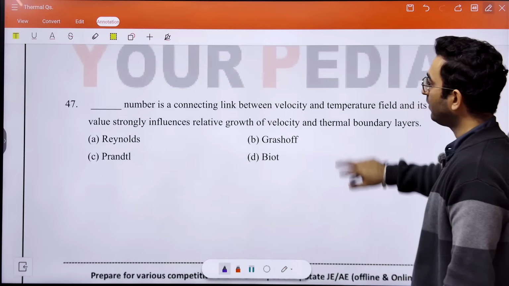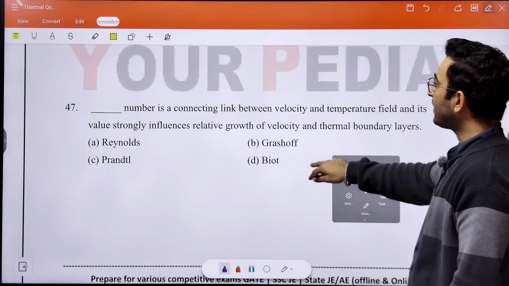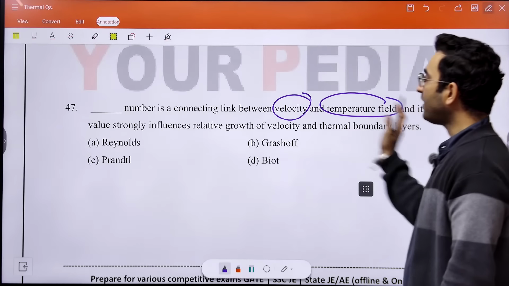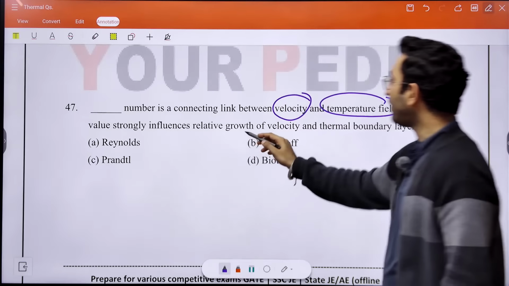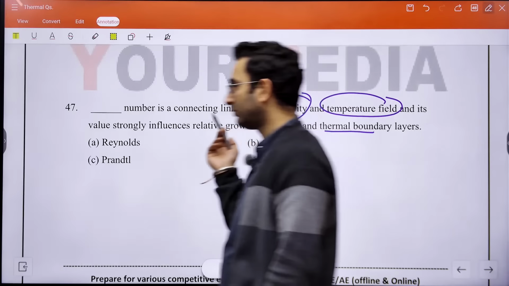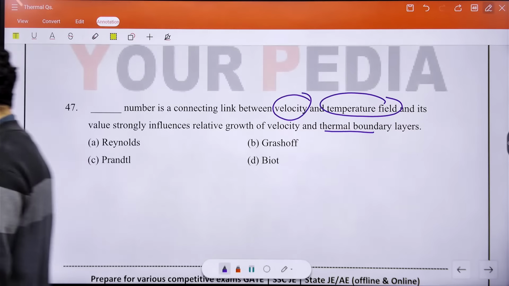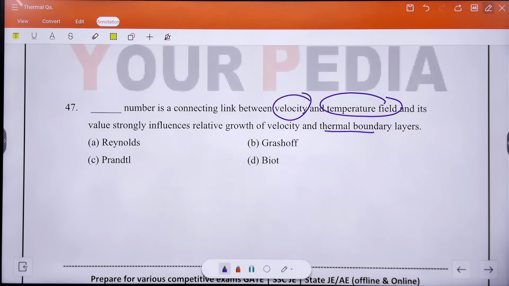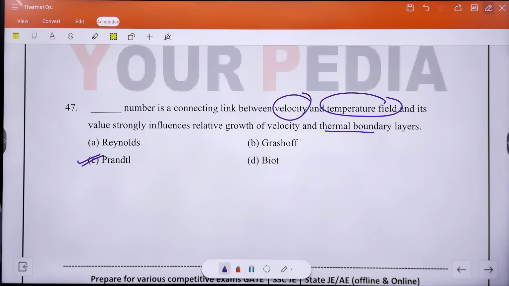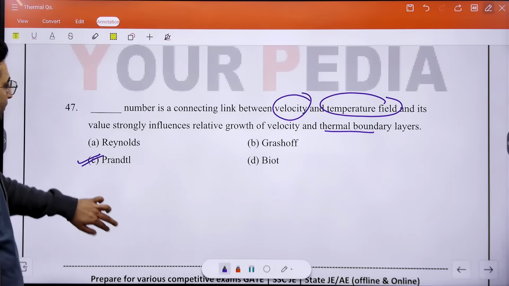Next, this number is a connecting link between the velocity and the temperature field, and its value strongly influences the relative growth of velocity and thermal boundary layer. That's a simple case. Which number is directly linking the hydrodynamic boundary layer with the thermal boundary layer? That is the Prandtl number. Option number C is going to be the correct answer, not option number A.